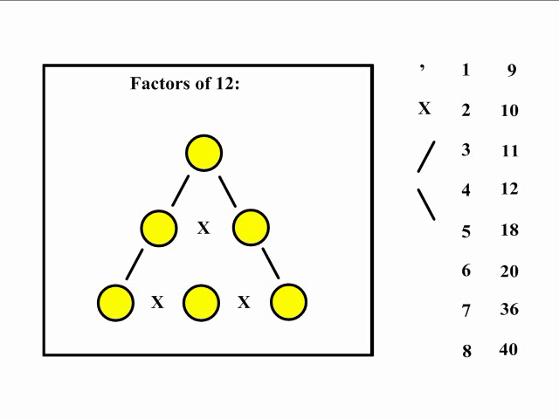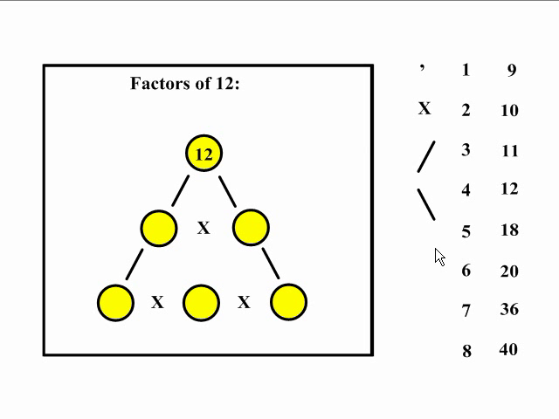Making a factor tree is a useful way for us to see the factors of a number. In this example, we're going to make a factor tree with the number 12. So the first thing I'm going to do is put the number 12 at the top of my tree. Then I have to think of two numbers that multiply to give 12.